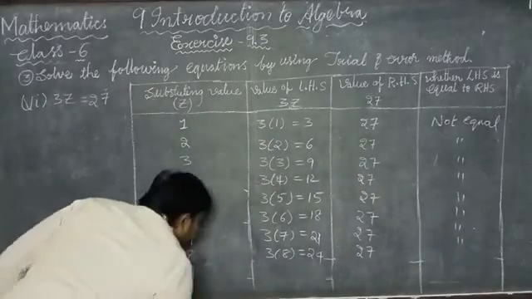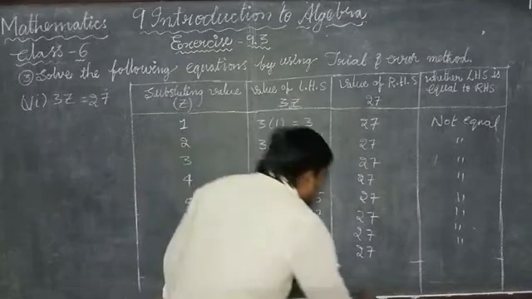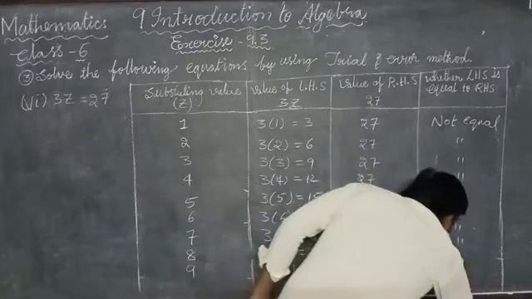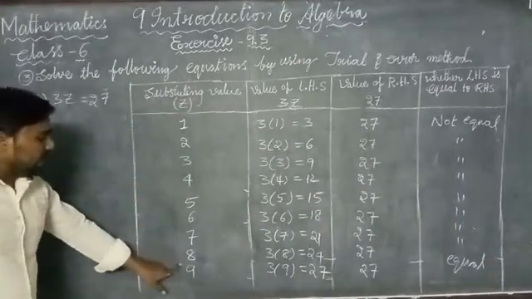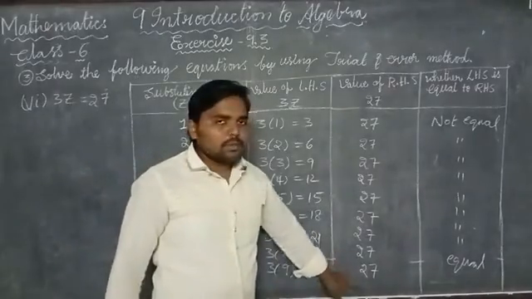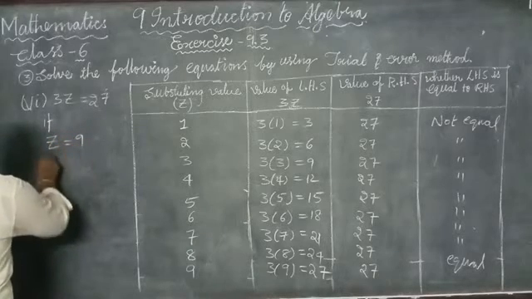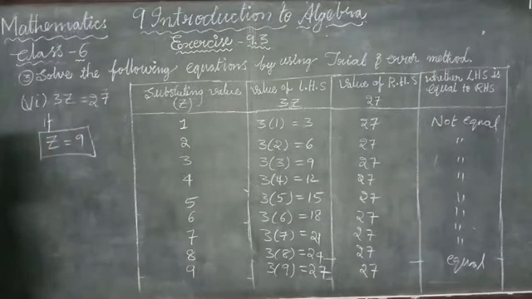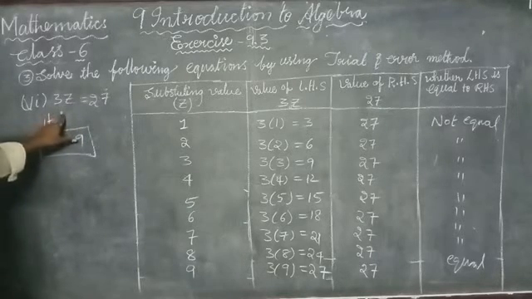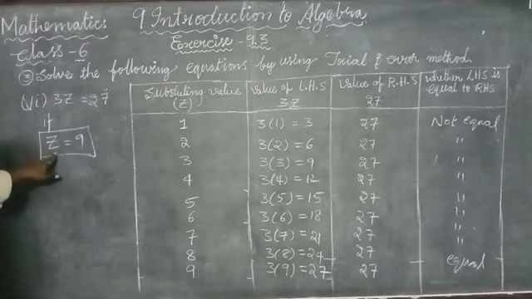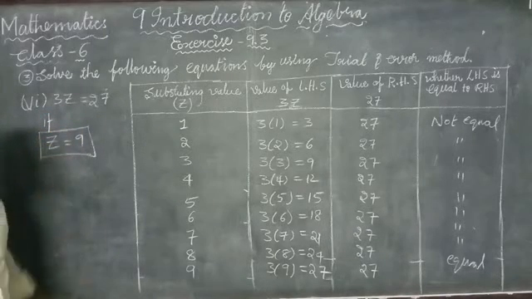Now if you see 9, then 3 nines are 27, so 27 equals 27 at z equals 9. If the z value is 9, then we will get 27. If z equals 9, then the equation is satisfied, otherwise the equation is not possible. The solution of the given equation 3z equals 27 is z equals 9. Only when z equals 9 is the given equation possible.